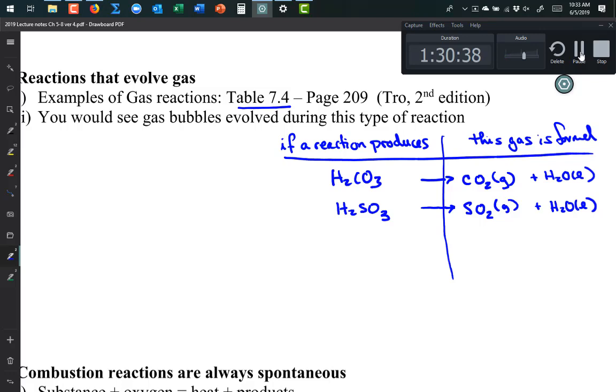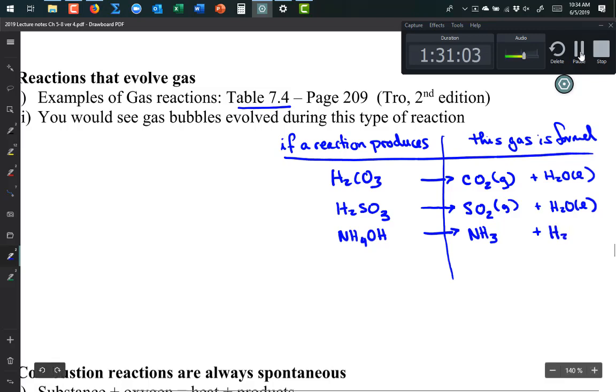Another one, NH4OH. That's going to be NH3. And the other product is? If I take NH3 out of NH4OH, it's H2O again. So this is the common theme for three of them. There's four of them, but the common theme is you get water that breaks apart and it gives you this other molecular compound, which is a gas. So NH3 is a gas. That's ammonia gas.